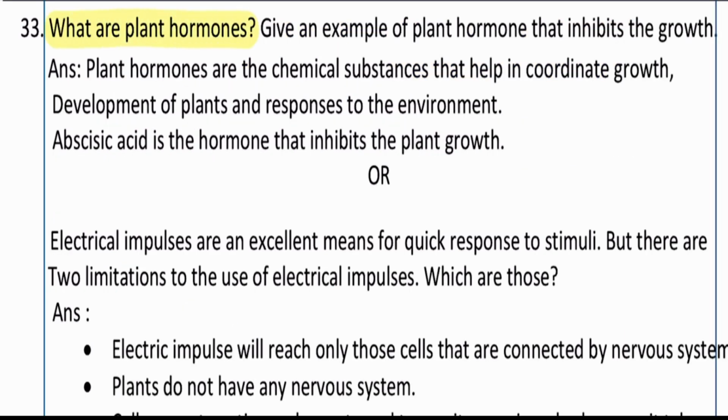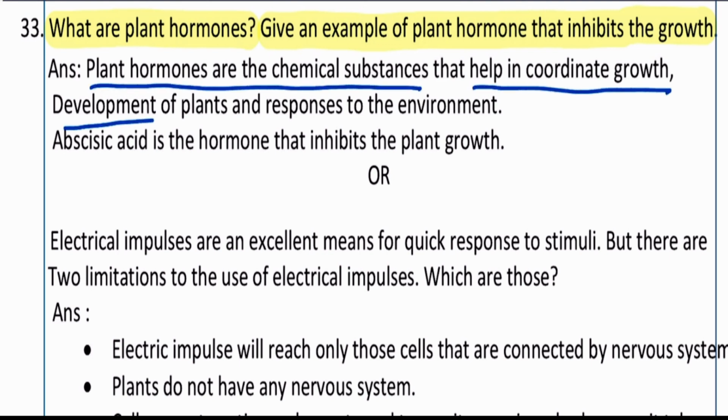What are plant hormones? Give an example of plant hormone that inhibits the growth. Plant hormones are the chemical substances that help coordinate growth, development of plants and response to the environment. Like we have hormones, plants also have hormones. For example, the hormone that helps in growth is known as abscisic acid. Or there is another question.